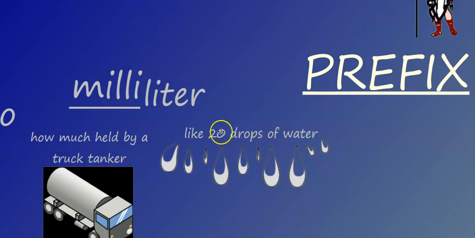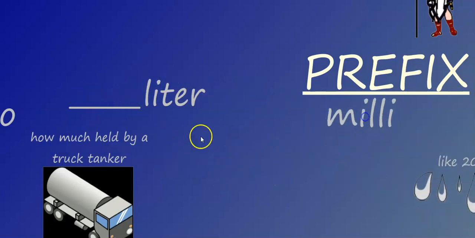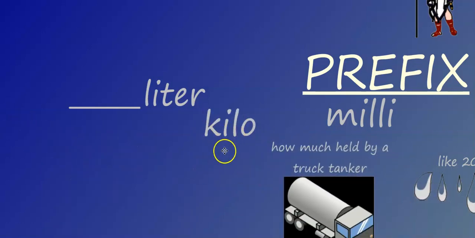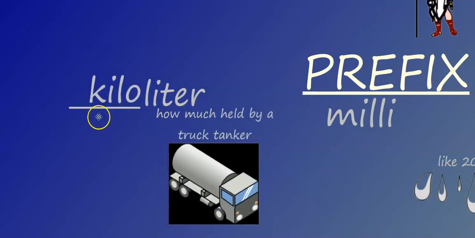But milli is like 20 drops of water. So think of your little medicine dropper that maybe you use to give your dog or cat some medicine, or if you're ever trying to feed a baby bird, you would use a little milliliter dropper, like a medicine dropper, because you need a very small amount. So milli, it's like 20 drops of water. It's that small. Okay, remember that's 1,000 small. And then kilo would be 1,000 of the bigger. Milli is small, kilo is bigger.